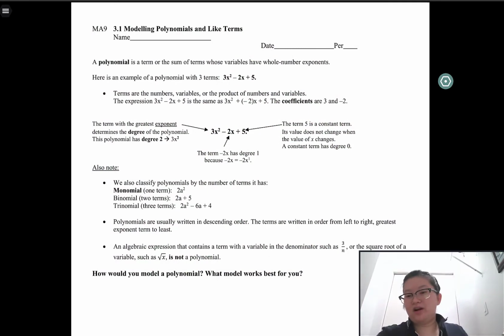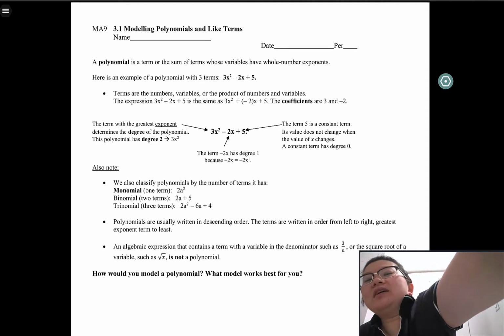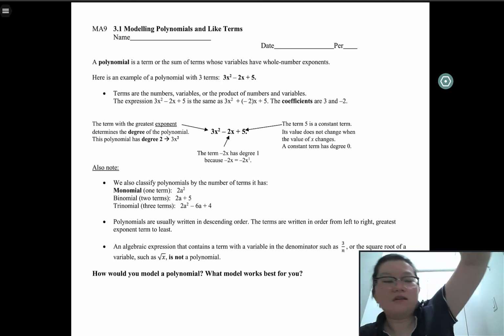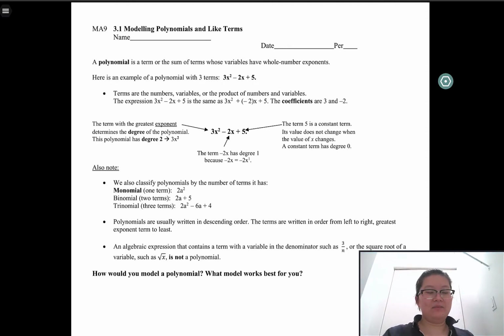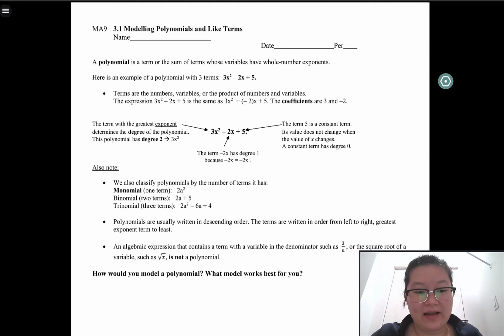Alright, looks like we are back. So, let's get started and doing some math here. Alright, so most of this lesson is just getting us accustomed to the wording of different terms, because without knowing the terms as much, we won't be able to move forward into the rest of the unit. Alright, so here we go.